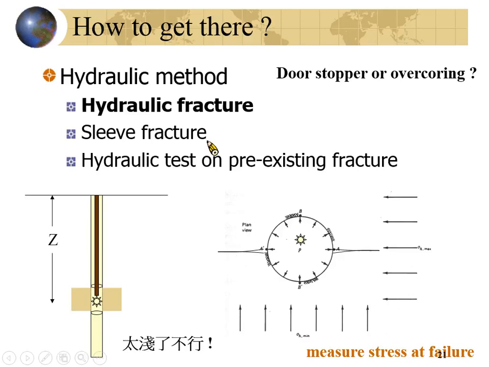The unloaded stress is related to the deformation because you know the stress-strain relation. So you measure the strain, then you can estimate the in situ stress. The idea will be something like this. So can we try to use what we call the door stopper or overcoring technology?